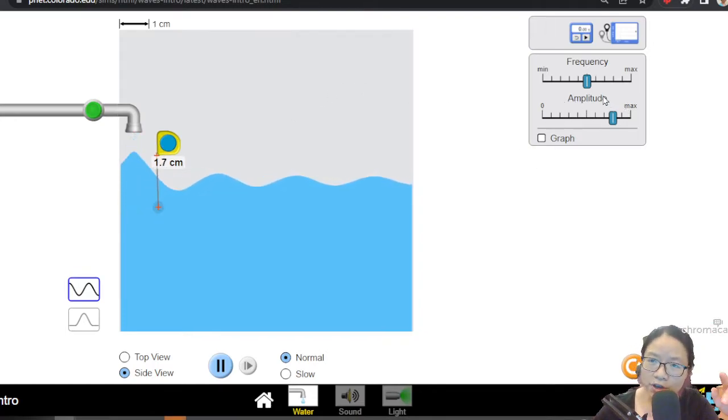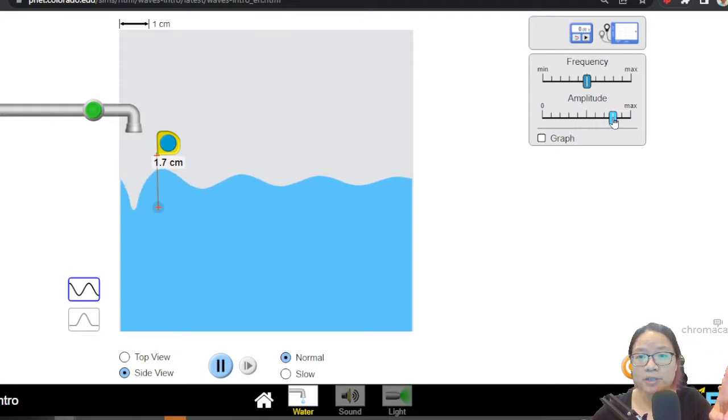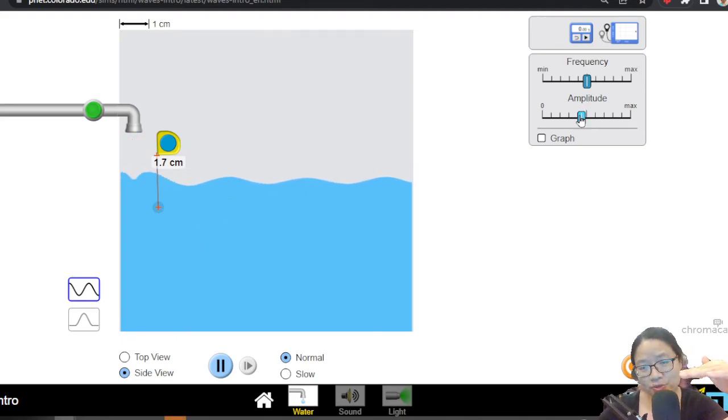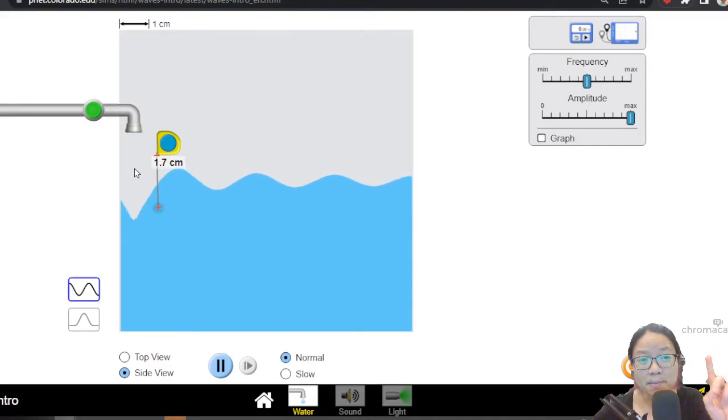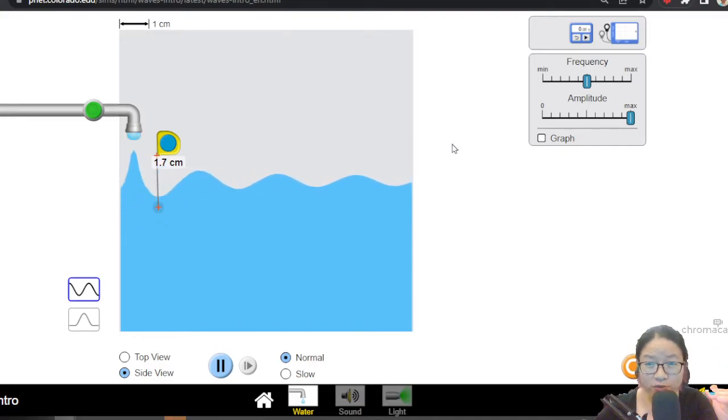So if you look at this knob here, where it says amplitude, if I decrease the amplitude, the wave looks more flat, the ripples are not as high. Whereas when I increase the amplitude, the ripples look much higher. Okay, so what is amplitude? Well, amplitude is actually the maximum displacement of the water level.